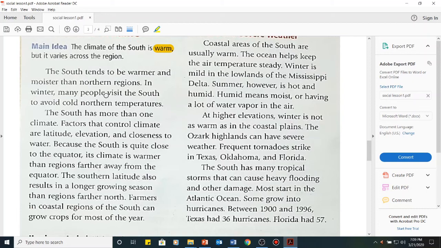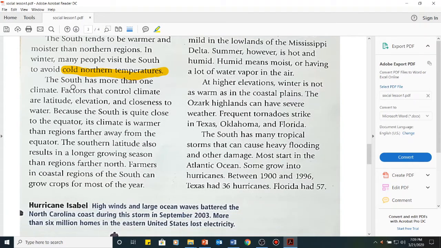In winter, many people visit the South to avoid cold northern temperatures. People from the north, like Canada or the northern regions of the United States, and in the east, visit the South because it's warmer. Again, remember that the South is very close to the equator, and with the equator and the ocean, it makes the temperature a little bit warmer or hotter during the winter season.